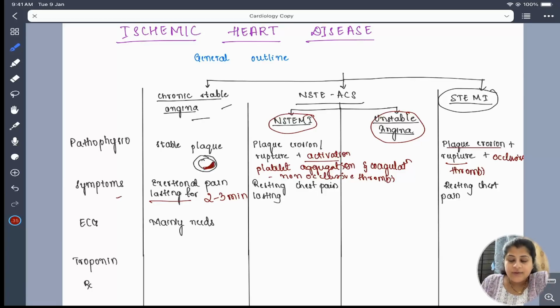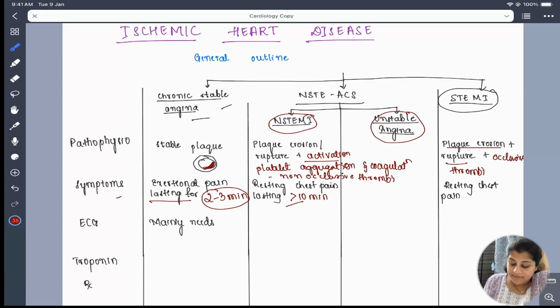Now coming to symptoms, because the size of the plaque in chronic stable angina is stable, the patient will have exertional pain lasting for 2 to 3 minutes, meaning only when he exercises the patient experiences pain. During rest there is no pain. What happens in NSTEMI? Because there is partial occlusion of the blood vessel, the patient has resting pain lasting for more than 10 minutes.